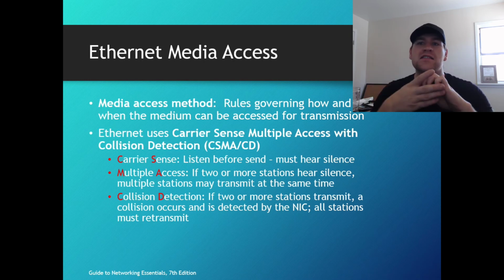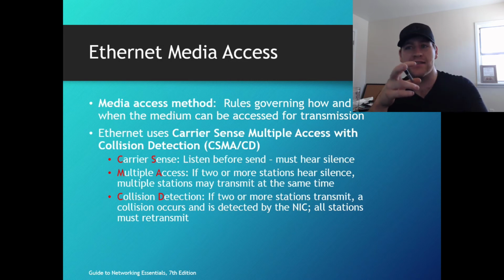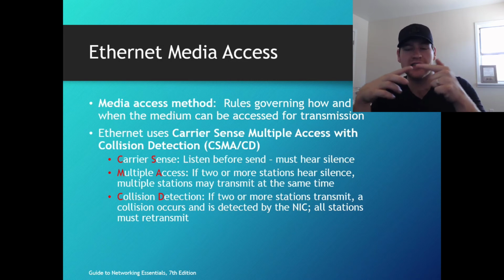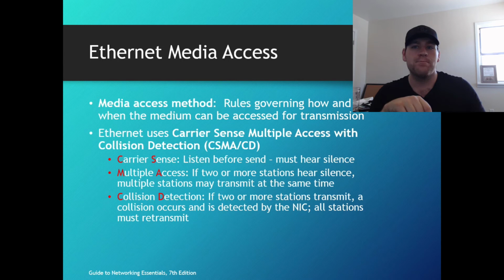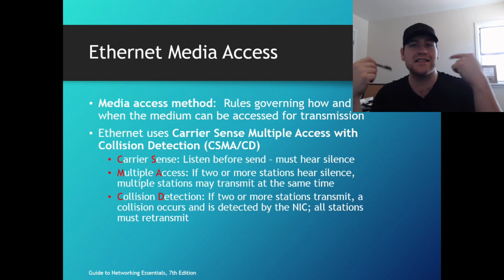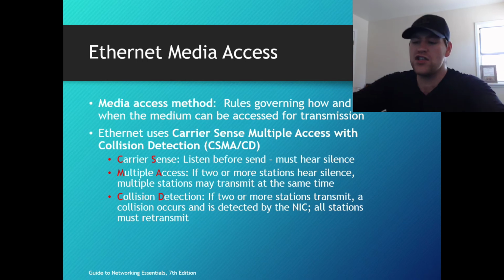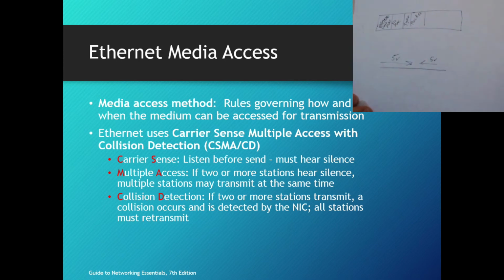So carrier sense multiple access means it's going to listen for silence, and if it hears silence, it's going to transmit. But with multiple access, if multiple devices transmit at the same time, a collision will be detected. That's where collision detection comes in. Okay, so collision detection. If two or more stations transmit and a collision occurs and is detected by the NIC, what a collision is in a nutshell is, on a bus, we have a wire with 5 volts running in either direction on the bus. Okay, here's our wire.